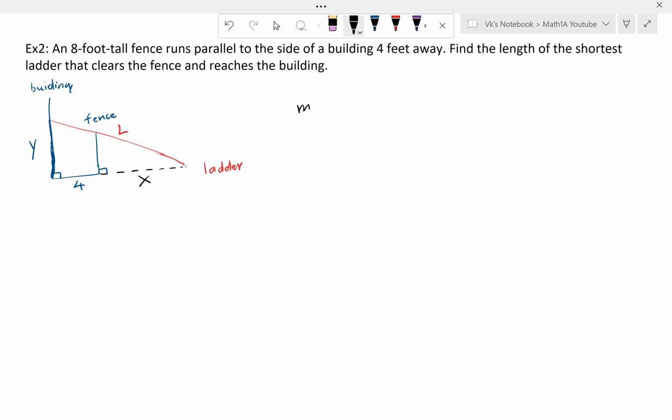We want to minimize L, which is equal to the square root of y squared plus (x plus 4) squared. That is the L from the Pythagorean theorem. L is a function in terms of two variables. We need to reduce it to a function in terms of one variable. And to do that, we will use similar triangles.